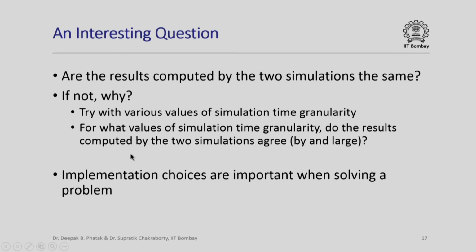I would encourage all of you to try it out and see, and if the results are not the same, it is interesting to ask why they are not the same. In particular, I would ask you to try out various values of simulation time granularity and see for what values the results computed by the two simulations agree by and large. This should give you an idea of why implementation choices are sometimes very important when solving a problem. In this particular case, if the simulation time granularity is large, the second implementation we talked about will be inaccurate, while the first implementation we talked about will be accurate for any values of delta t.